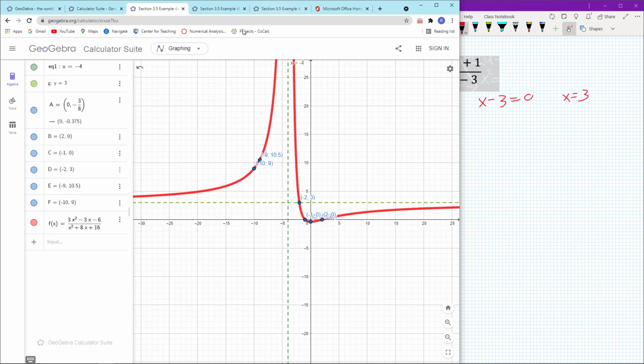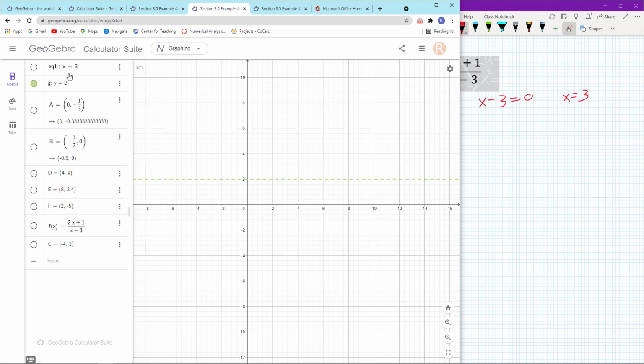Okay, we're done with this one. Let's look at this one over here. So x is equal to 3. There's our vertical asymptote.